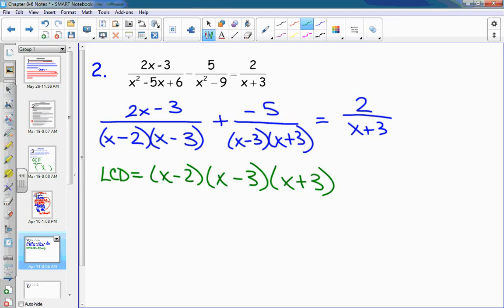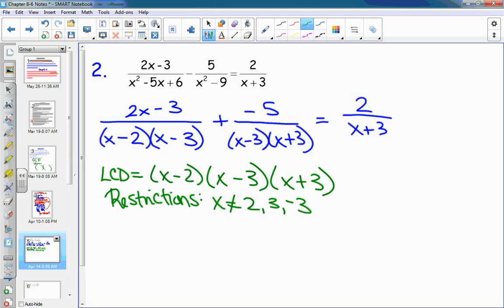The restrictions. So if I go ahead and find the restrictions, what can x not be here, folks? Look at the first parenthesis. What can it not be? 2. What about the next parenthesis? And the last parenthesis? Good job. So I have those 3 exceptions, meaning if I get those as my answers, I have to throw out those specific answers. Does that make sense?